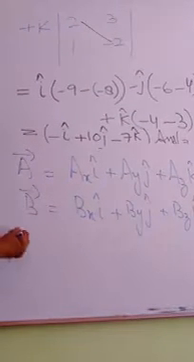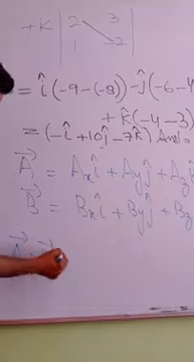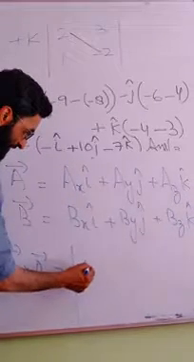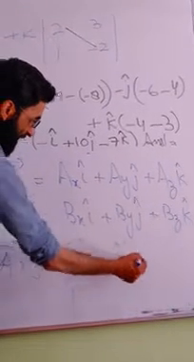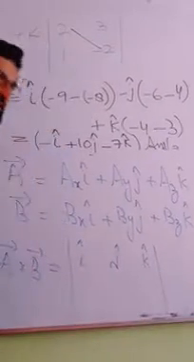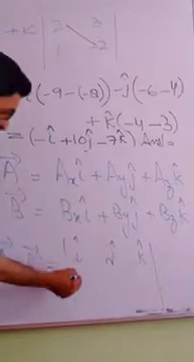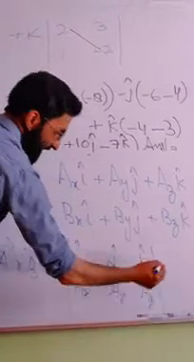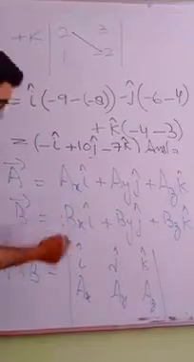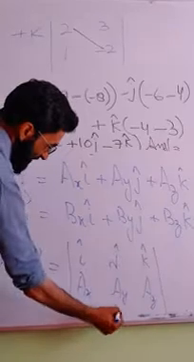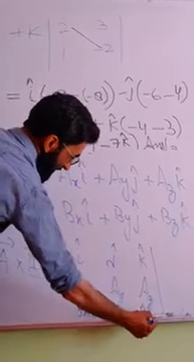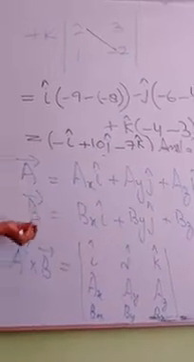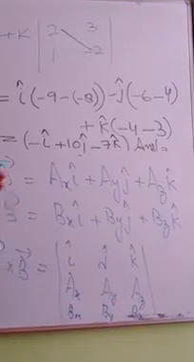Now how can we define A cross B? We can write A cross B is equal to the determinant of i, j, k cap. After that we will write the components of vector A, that is AX, AY and AZ. After that we will write the components of vector B, that is BX, BY and BZ. After that we have to make use of Cramer's rule and solve this determinant. Clear? Did you understand well?